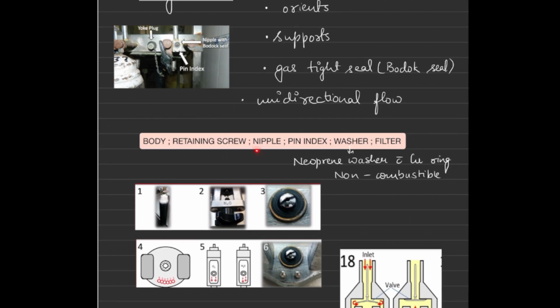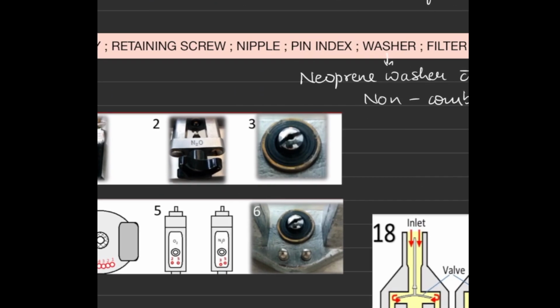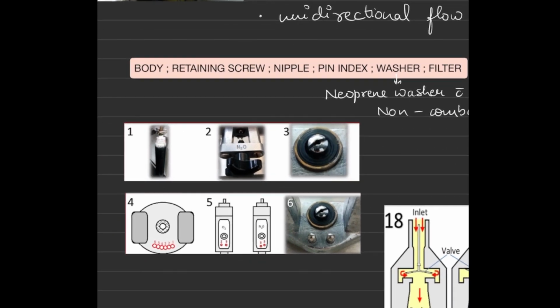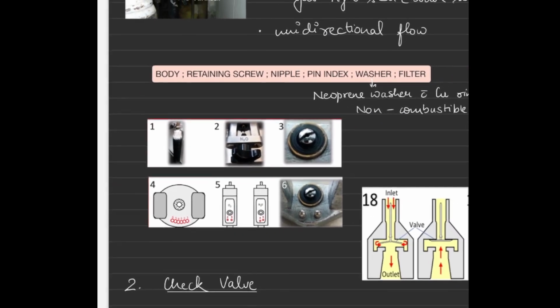Then we have the nipple. In this diagram, as you can see, there is a nipple in the center of this. Nipple communicates with the port. Port is where the exit of gas occurs. So the nipple communicates with the port.